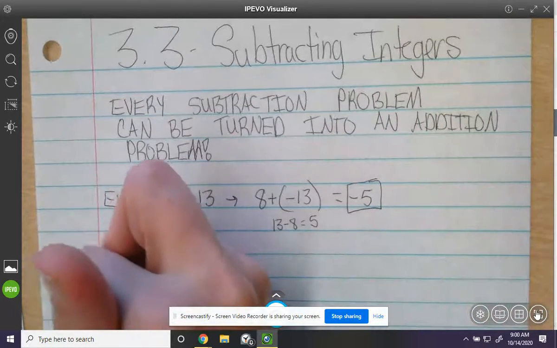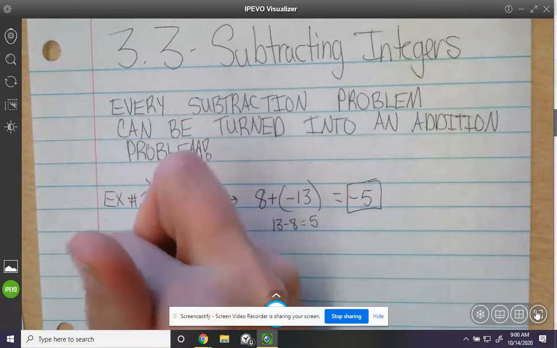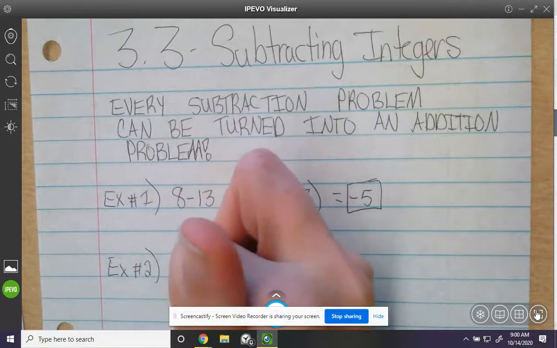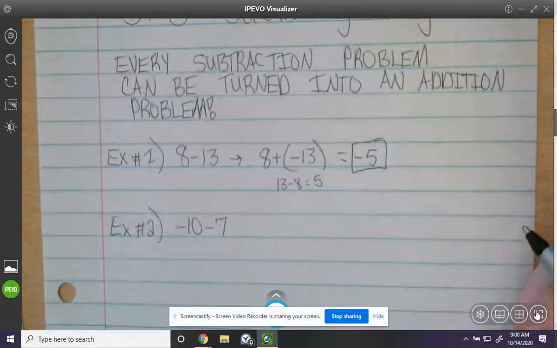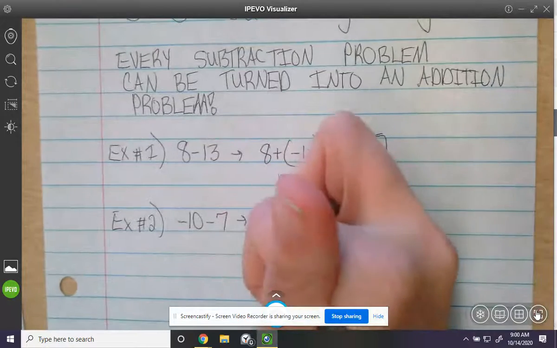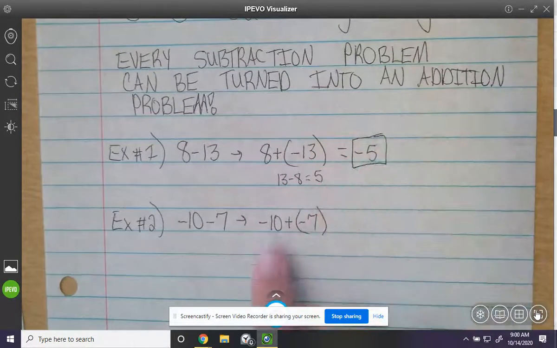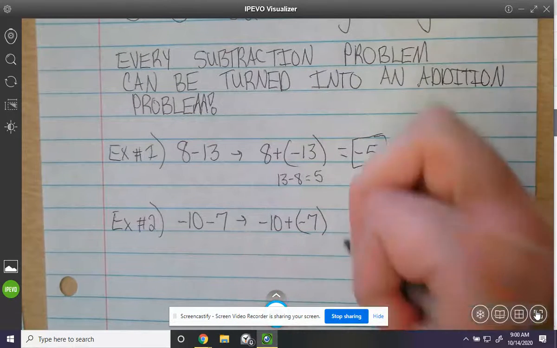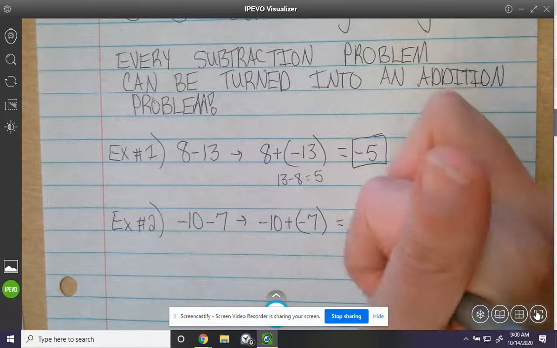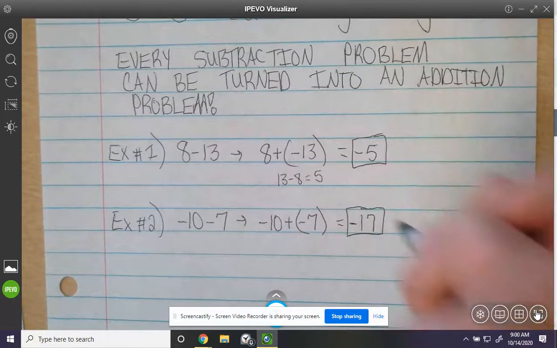All right, so let's do another one. Negative 10 minus 7. I'm going to rewrite that as addition. So negative 10 plus a negative 7. Different sign, or sorry, same signs on this one. They're both negative, so I'm just going to add, which is 17. Keep my sign, so it would be a negative 17.